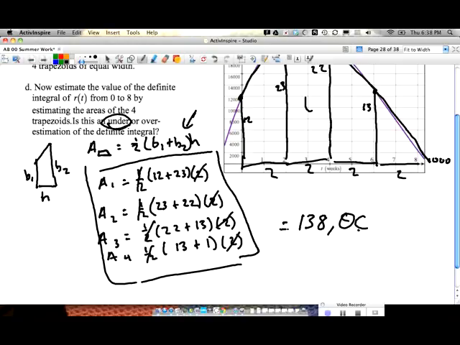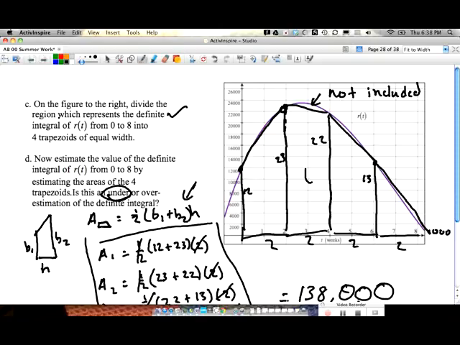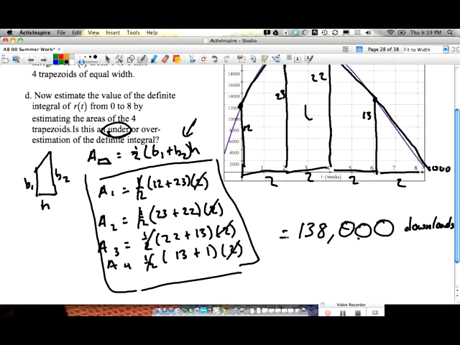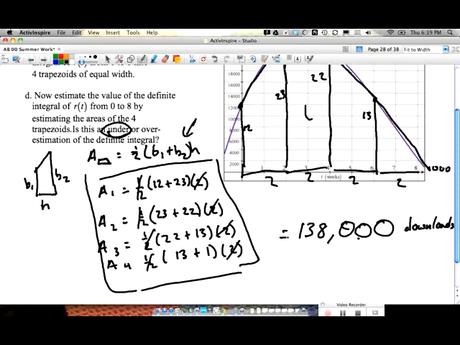But it's not just 138, it's 138,000. Alright, let's talk about units for a second. It's 138,000 downloads. Why was I so far off before? I don't know. Maybe it was different looking at these boxes. Each box is 1 by 2,000. So each box was 2,000, and I calculated how many of them? 35 of them. I guess we're off. We're going to have to take a look at that a little more in depth.